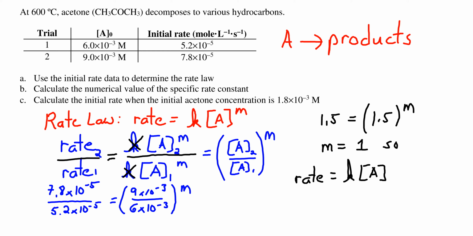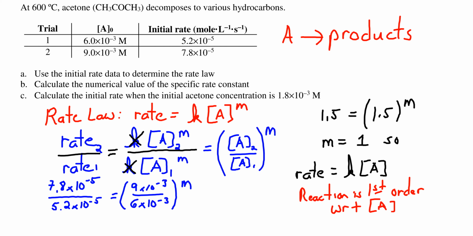And now we've finished the problem. We've put these numbers into our calculator and got 1.5. These numbers also give us 1.5. So 1.5 is equal to 1.5 raised to the M power. We can tell by inspection that M has to be equal to 1. So our rate law is that the rate is equal to K times the acetone concentration. Or, in other words, the reaction is first order in A.